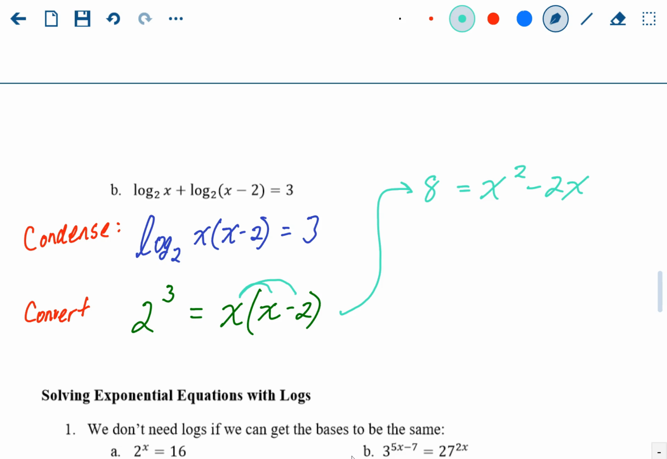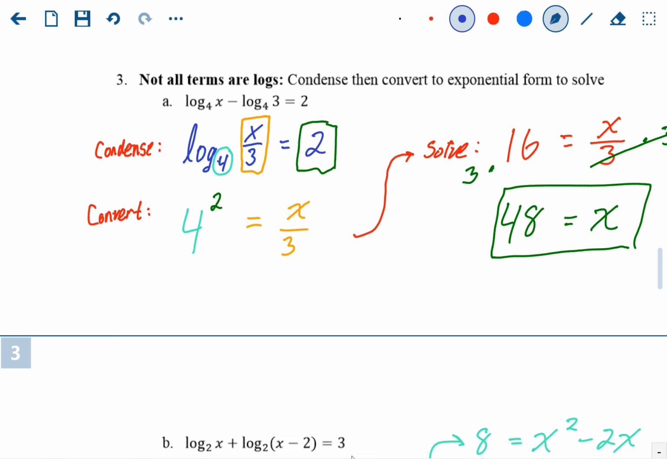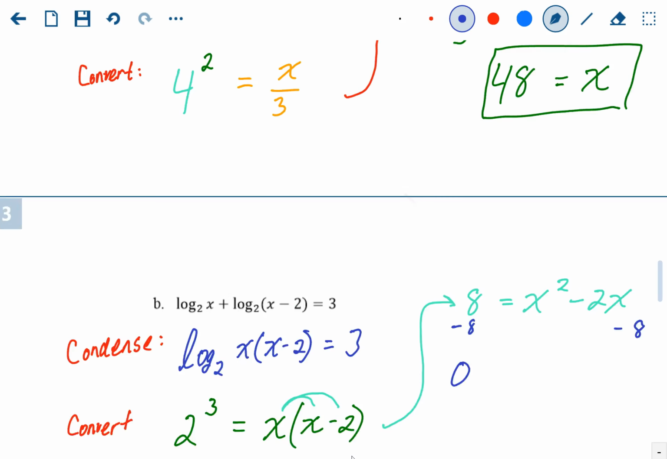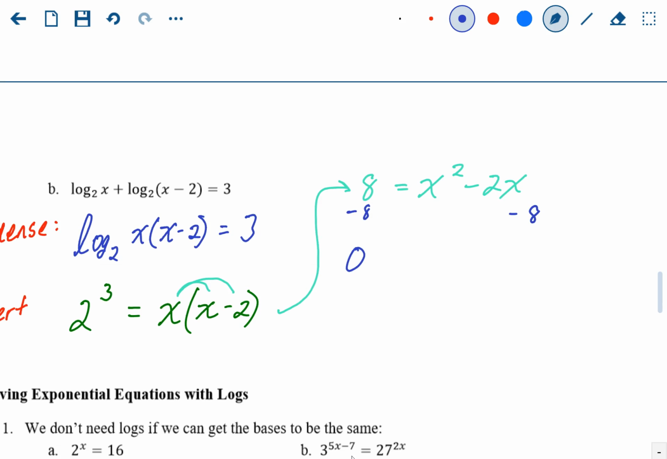And once again, we have a quadratic here. We're going to solve this quadratic the same way we solved the other ones. We're going to have to move this 8 over to the other side. Now again, I usually move everything to wherever x squared is. So that leaves me with x squared minus 2x minus 8.